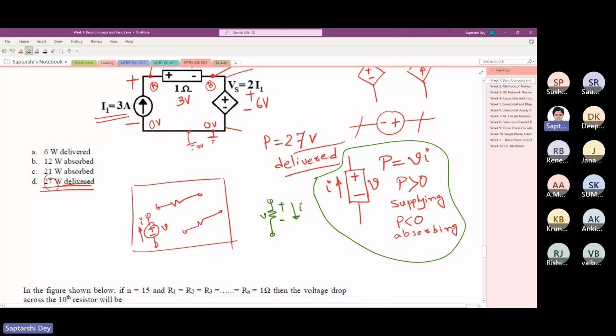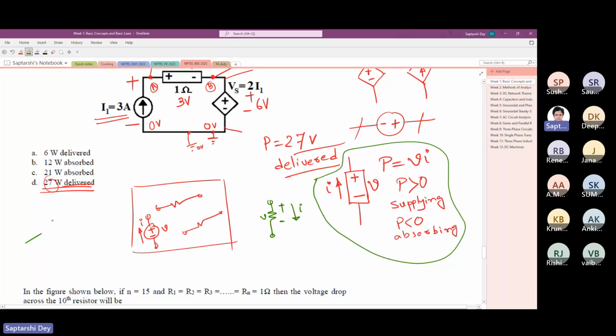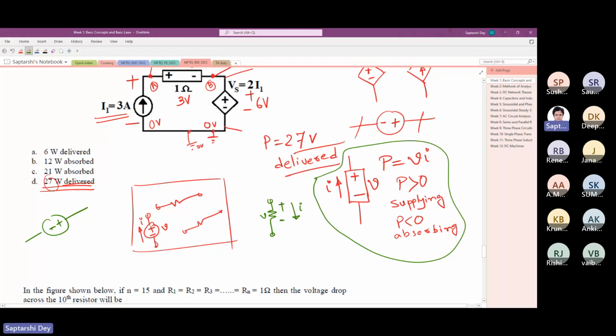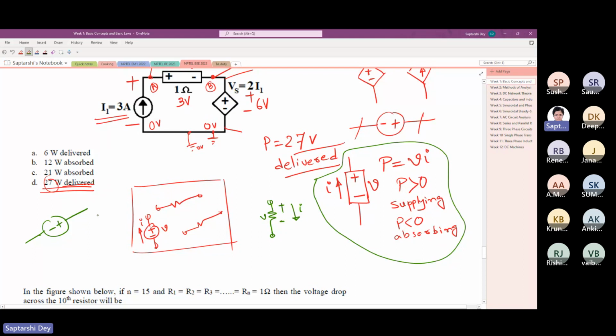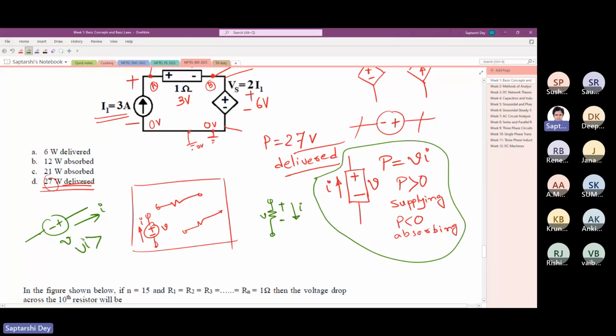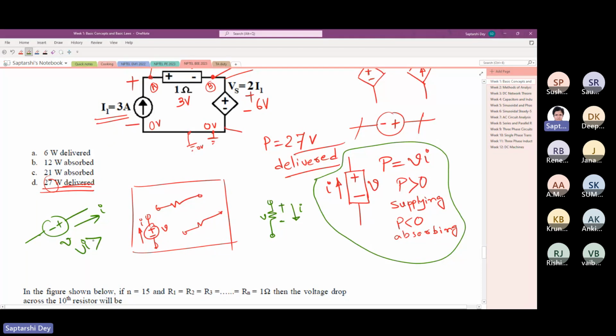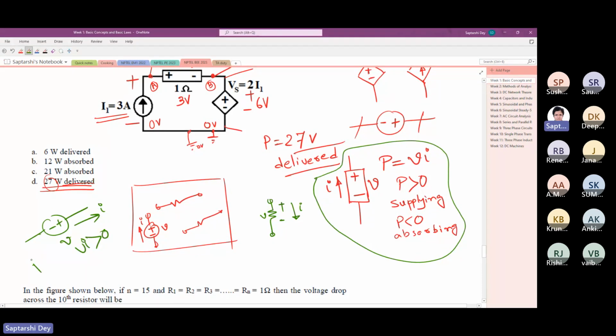If that confuses you, you can just draw it separately in a copy like this. Say this is a voltage source. Source gives power like this. So this VI is definitely positive, and this element is definitely supplying power. So in this case, if P is positive, the element is supplying power.